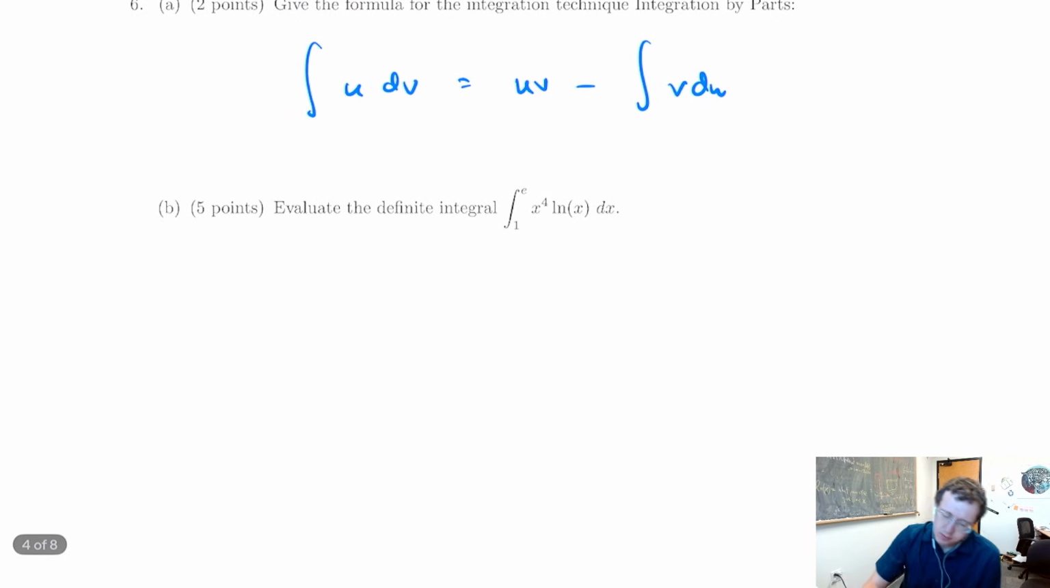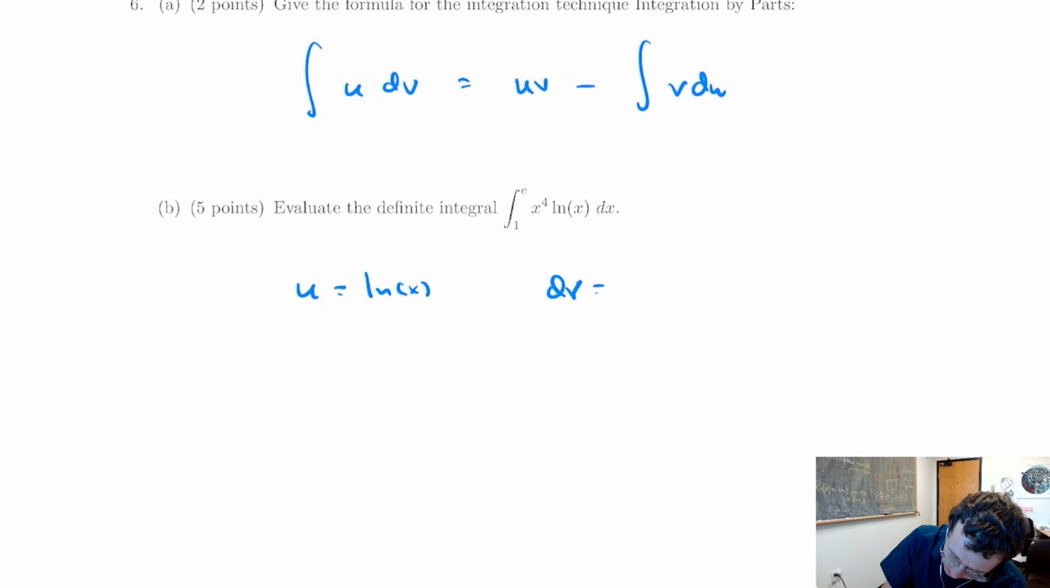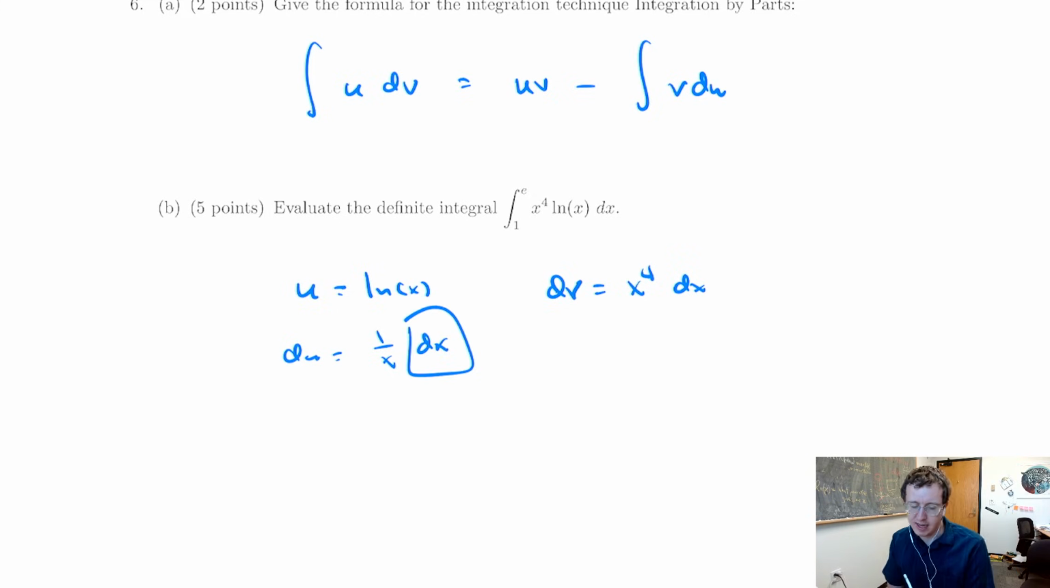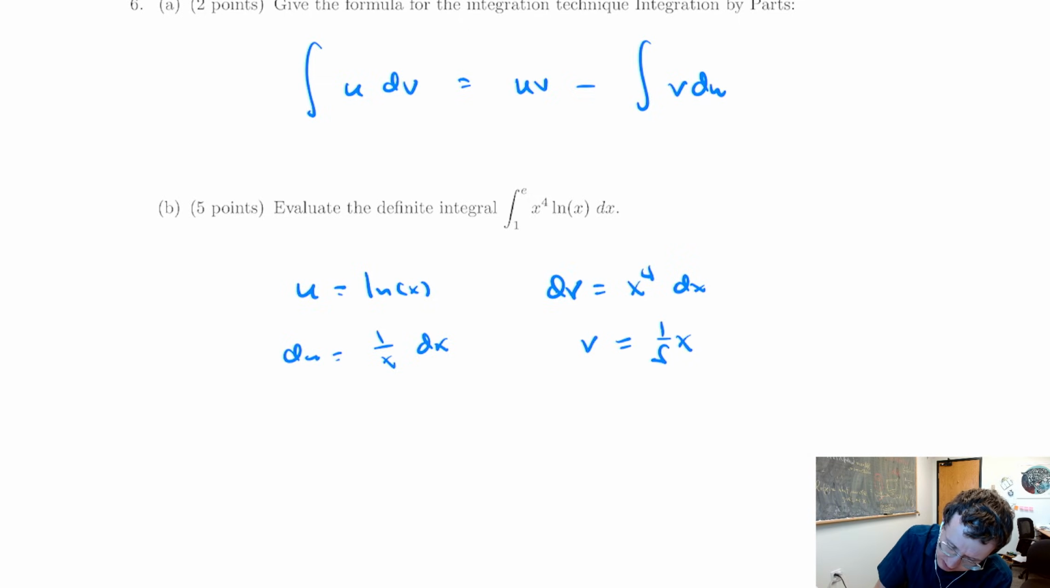Okay. So I want to differentiate the ln of x. I'm going to set that equal to u, and my dv then will be x to the 4th dx. So du is 1 over x dx. And I'm making sure to write the dx here. This is one of the most common mistakes I see, is just writing du equals 1 over x. And then v would be 1/5 x to the 5th.